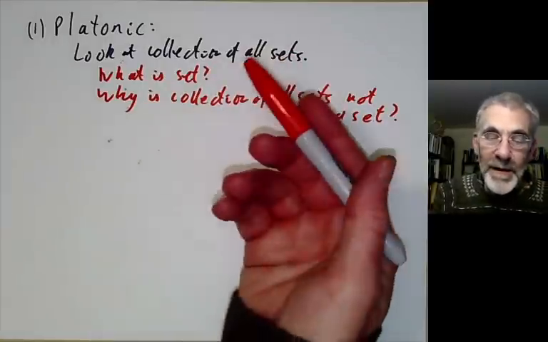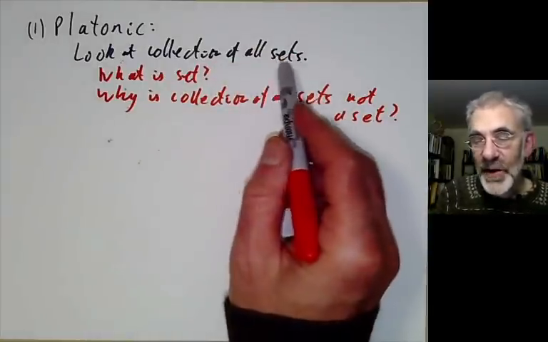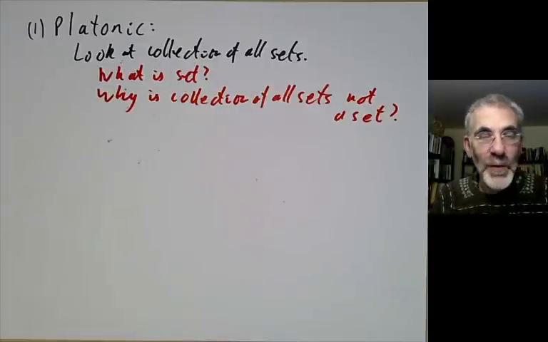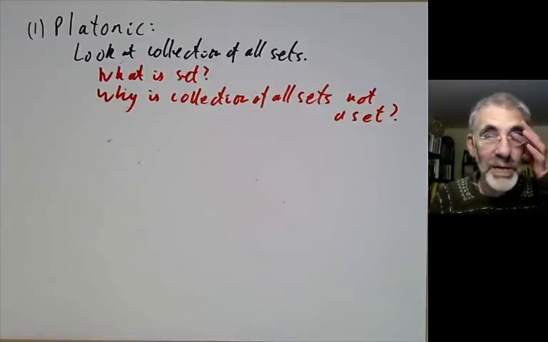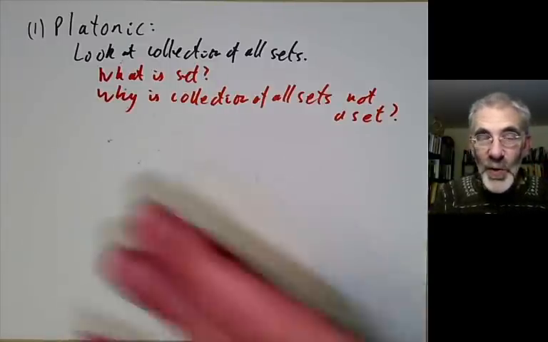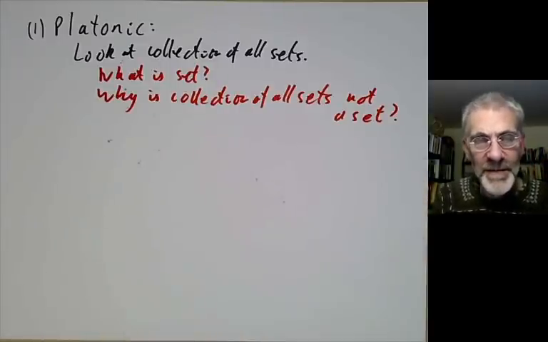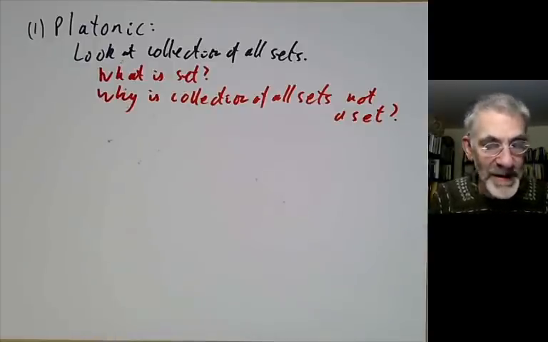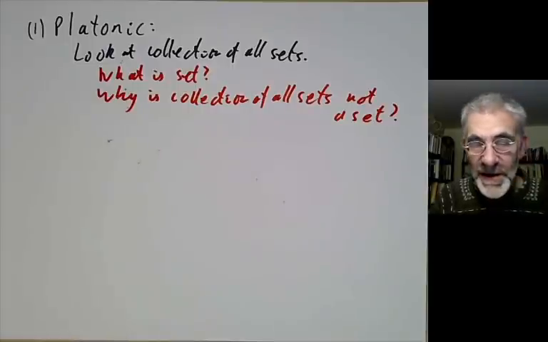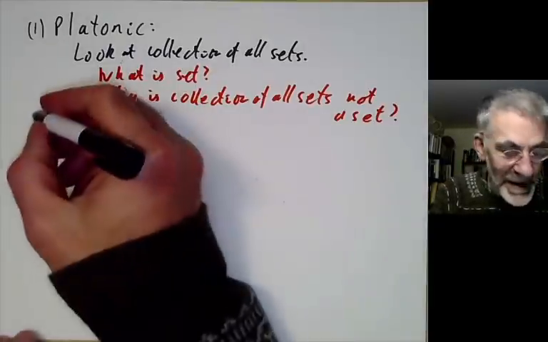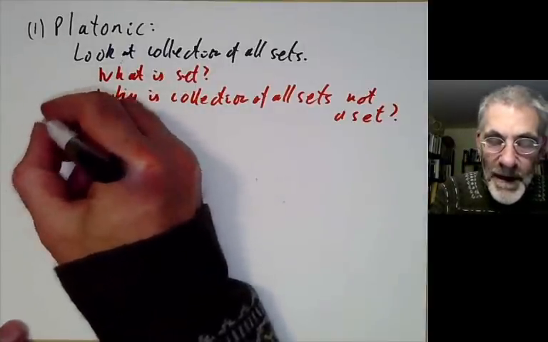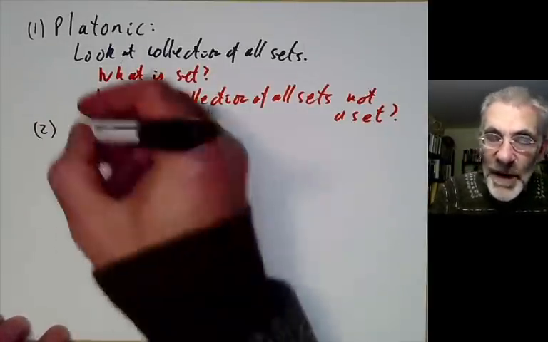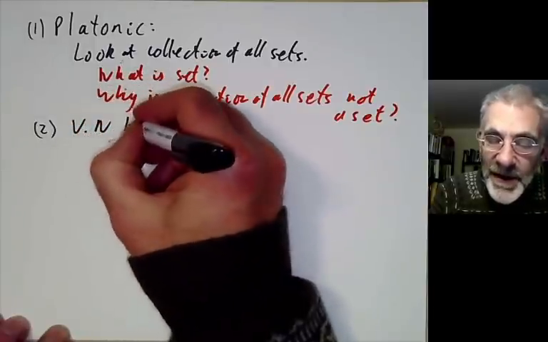For example, the axioms allow us to quantify over all sets. That means we're allowed to say for all sets some other property holds. And if we know all sets well enough to quantify over them, why can't we also collect them together into a set? So the Platonic interpretation of set theory isn't really completely satisfactory. A second way is to look at the von Neumann hierarchy.